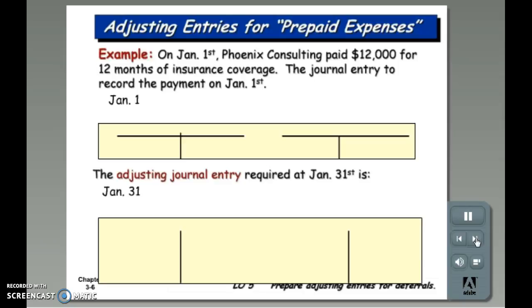The word payment indicates one account is cash, and because the cash is decreasing, it will be the credit account. The other account involved in this transaction is the asset account prepaid insurance, because the company now has an asset, a full year's worth of insurance paid in advance.